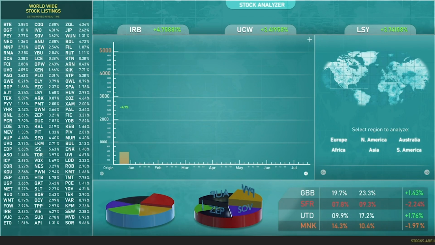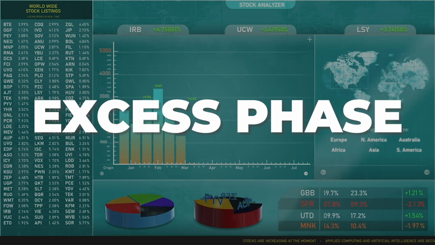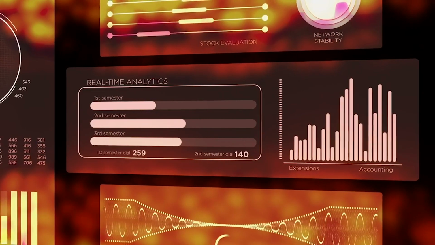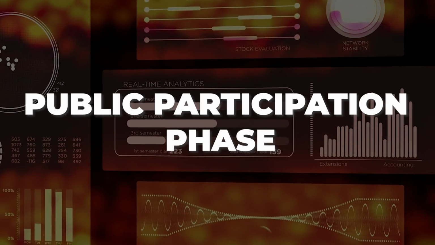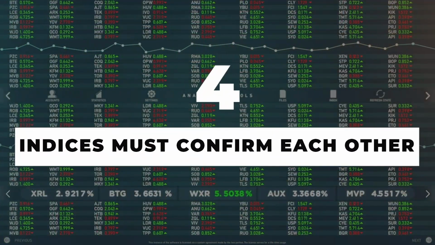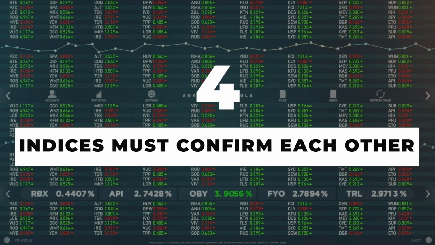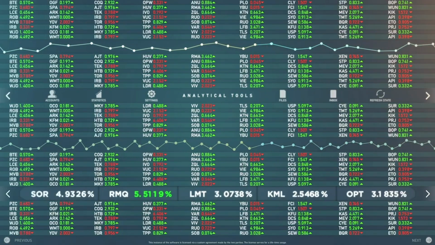In a bull market, these are the accumulation phase, the public participation phase, and the excess phase. In a bear market, they're called the distribution phase, the public participation phase, and the panic or despair phase. 4. Indices must confirm each other. For a trend to be established, Dow postulated indices or market averages must confirm each other.